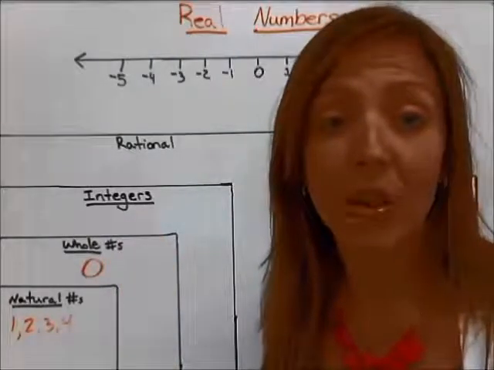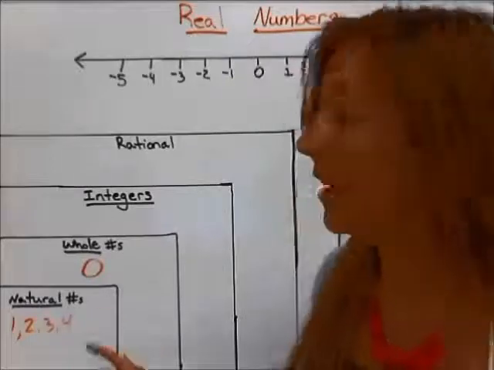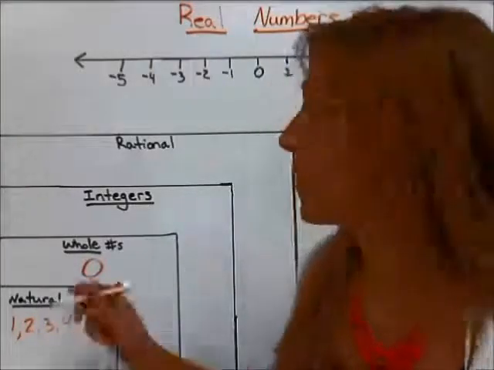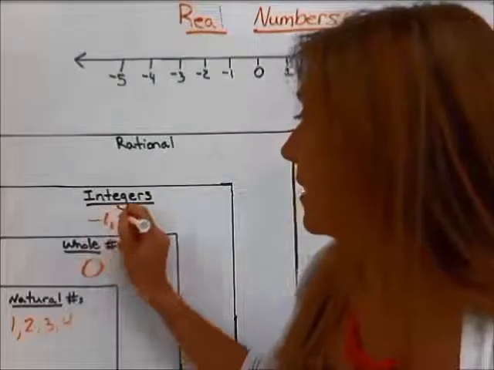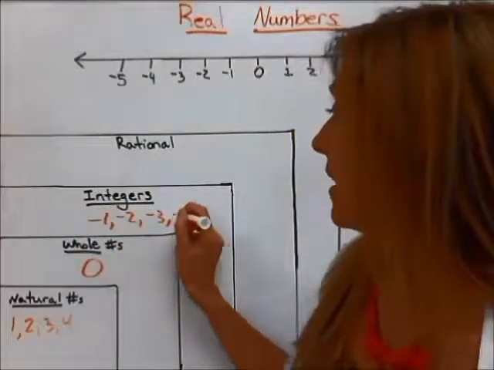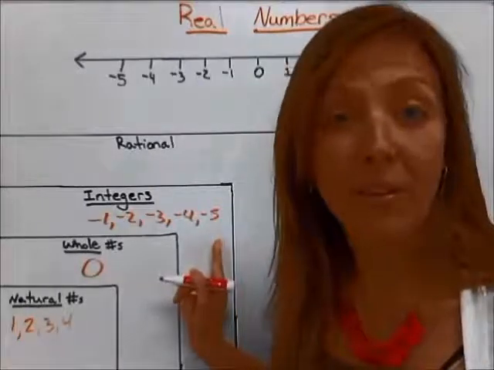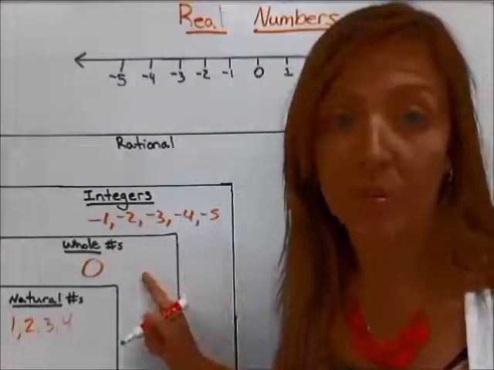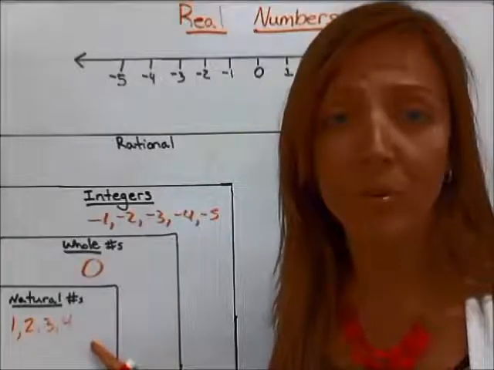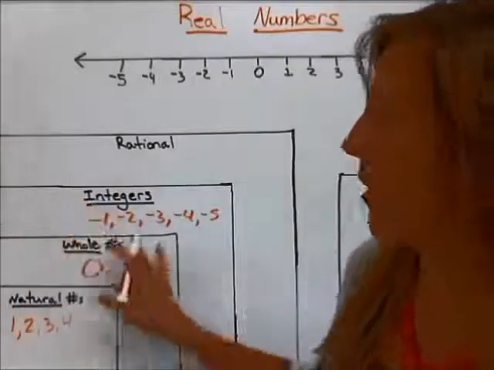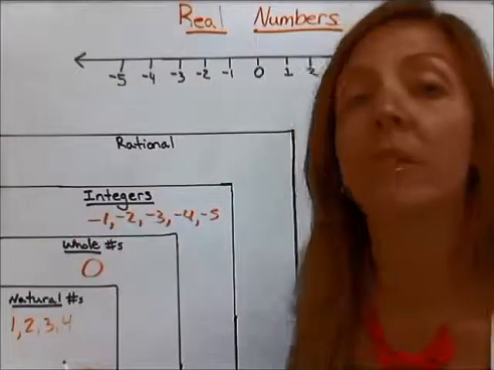Integers. Integers are the numbers on the other side of 0 on the number line. Those are your negative numbers. -1, -2, -3, -4, -5. But integers are also 0 and all of your natural numbers. So integers includes everything that's inside the integer box, whole numbers and natural numbers.